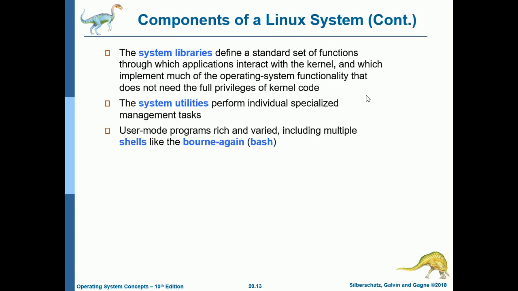The system libraries define a standard set of functions through which applications interact with the kernel, and which implement much of the operating system functionality that does not need the full privileges of kernel code. And then the system utilities perform individual specialized management tasks. And then user mode programs, rich and varied.